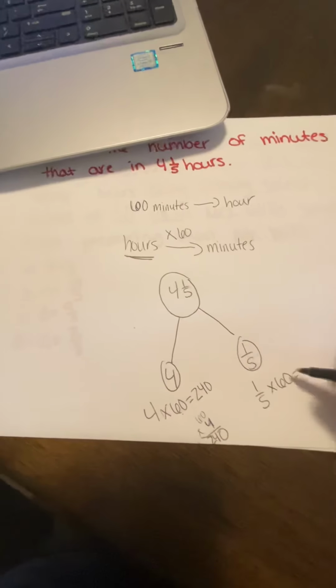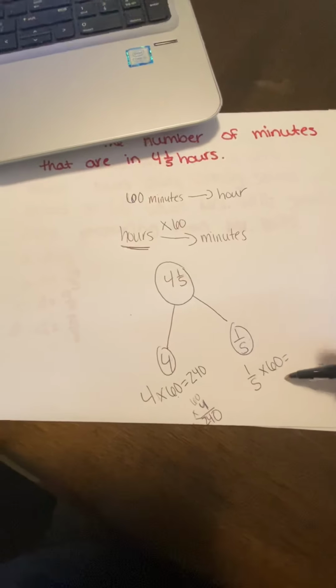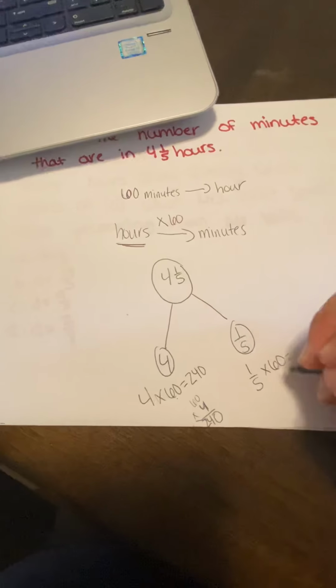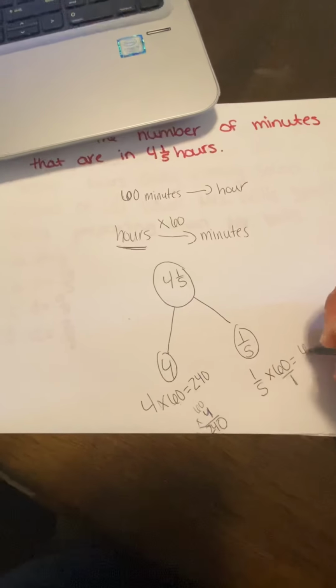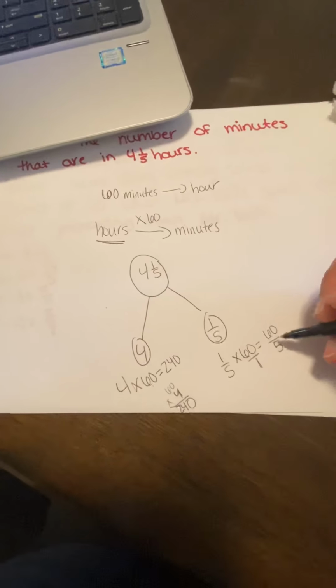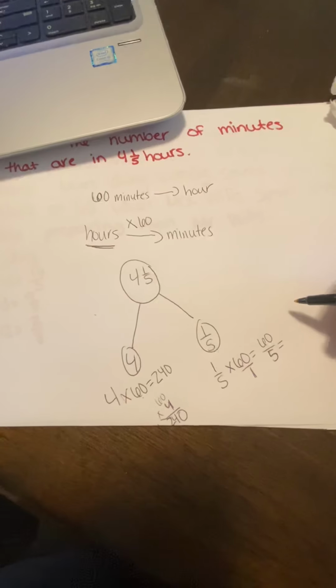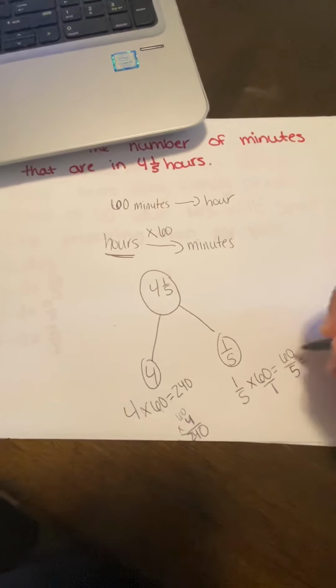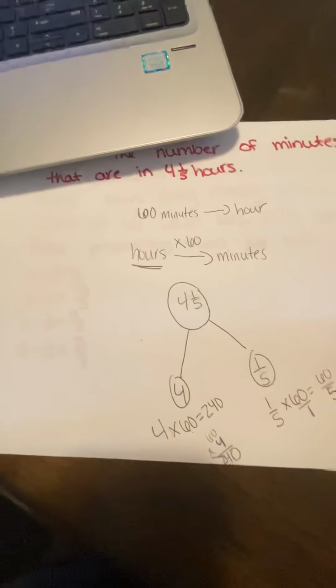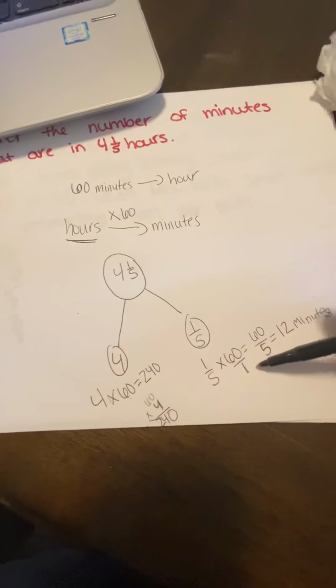Now 1/5 of an hour times 60, you would do it how you would do it any other time. So I would take 1/5 times 60, put my 60 over 1, and then I would get 60/5, right? And then you just divide it. So how many times does 5 go into 60? I'm hoping that you said 12. So 1/5 of an hour is 12 minutes.